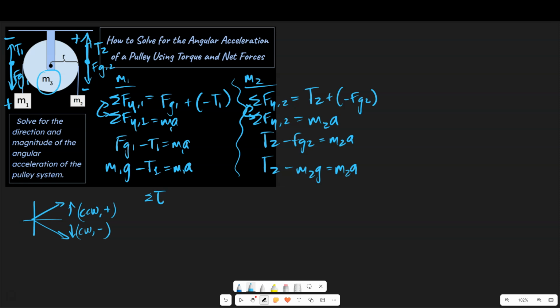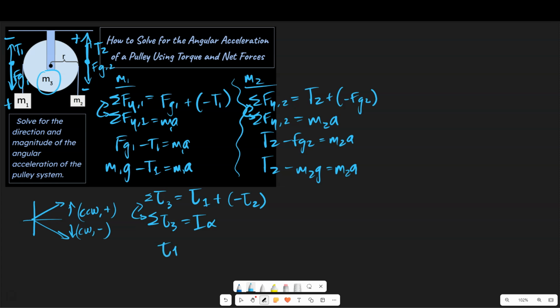So sum of the torques for 3. Let's think about this. There's effectively going to be two torques involved. We've got the torque from M1, based on the net force, you could say. We could, again, call that positive. And then this is going to be the torque from M2. Let's think about the sum of the torques on 3, or you could think of this as the whole system. That's going to be equal to I times alpha. And we can set these equal to each other and think about what's happening here.